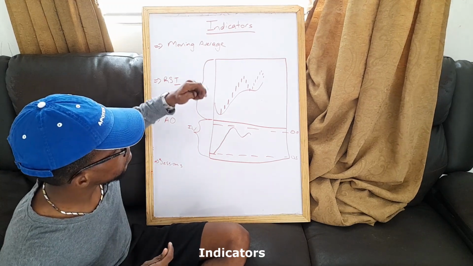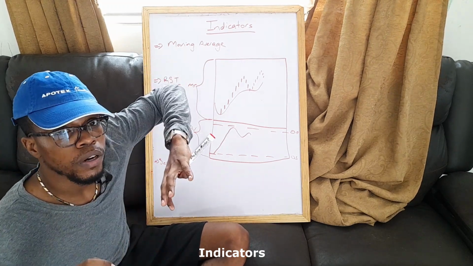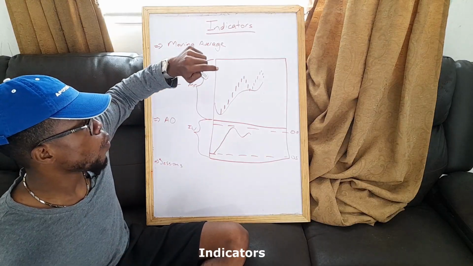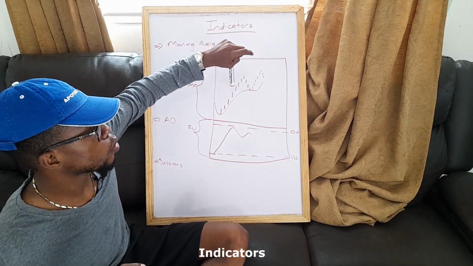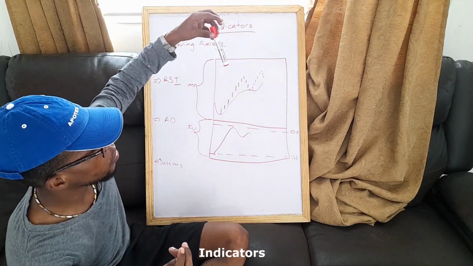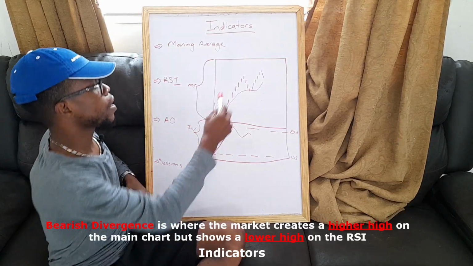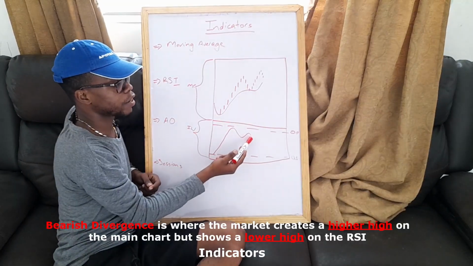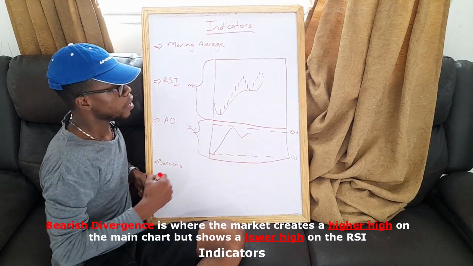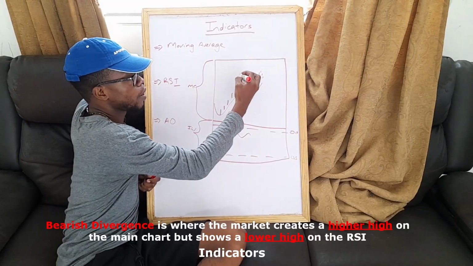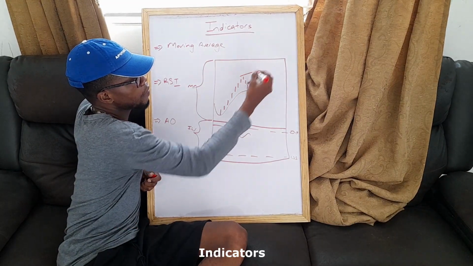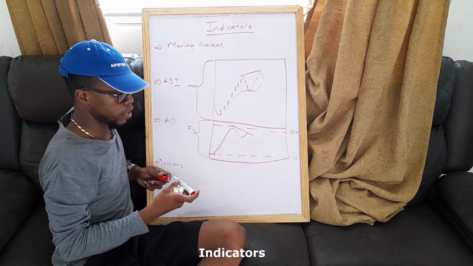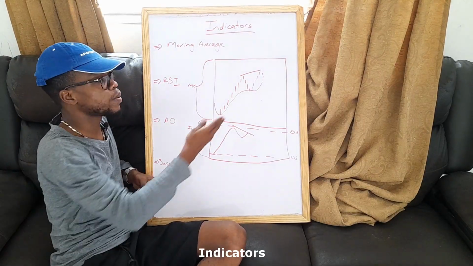Now, divergence is something that a lot of traders look out for. It is just simply when the market is showing something different or the opposite to what is showing on the main chart. So you have right here on the main chart, the market creates a higher high, but on the RSI, the market creates a lower high, right? This is what we call the divergence, right? Check it out. So you have a higher high in the main chart, but you have a lower high on the RSI. Divergence just simply means showing the opposite of the main chart.